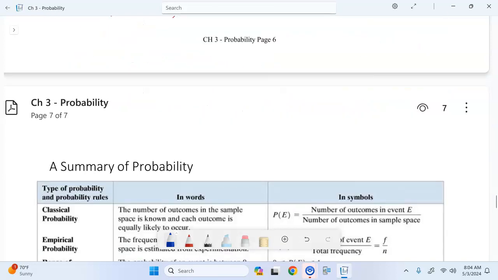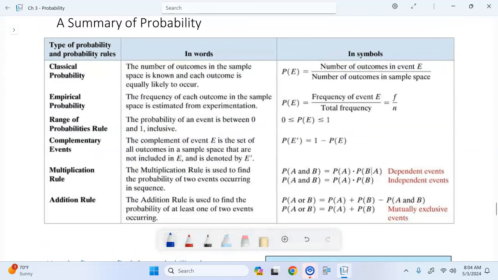So we've got a nice summary here of all our different probabilities. Classical and empirical: classical is every outcome is equally likely, empirical is based off of observed data. To find the probability for classical, we divide the number of outcomes in an event by the number of outcomes in the sample space. Empirical is the same idea, but it's done with the frequency that an event happened divided by the number of trials that were taken. Range of probabilities has to be between 0 and 1 inclusive. Complementary events always add up to 1. So the probability of something happening and the probability of it not happening have to add up to 1.